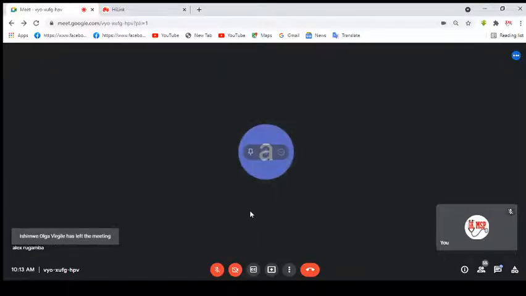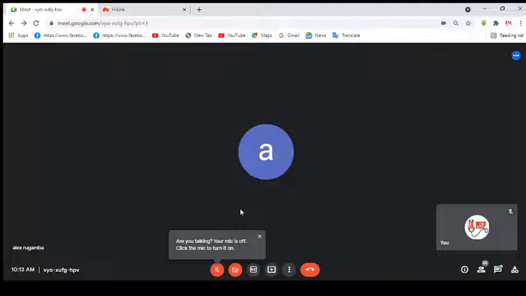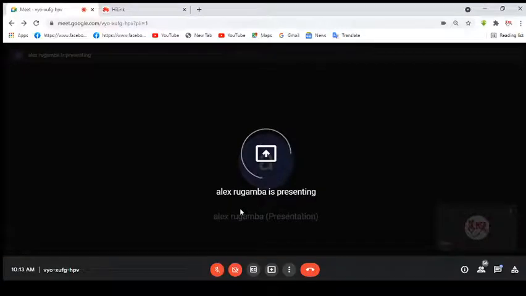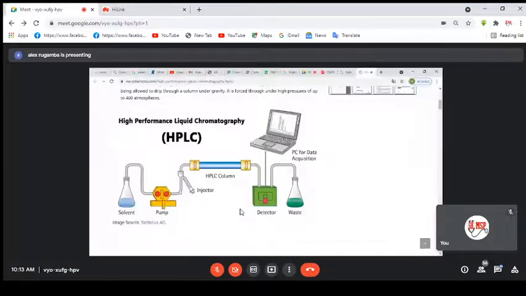Okay. So I was showing you the HPLC. I told you that the mobile phase is here, then the pump, the injector, and the column, so the stationary phase is located here in the column. You have to choose which column you are going to use, whether it is polar or gel. You may also use antibodies if you know that your target protein is here.